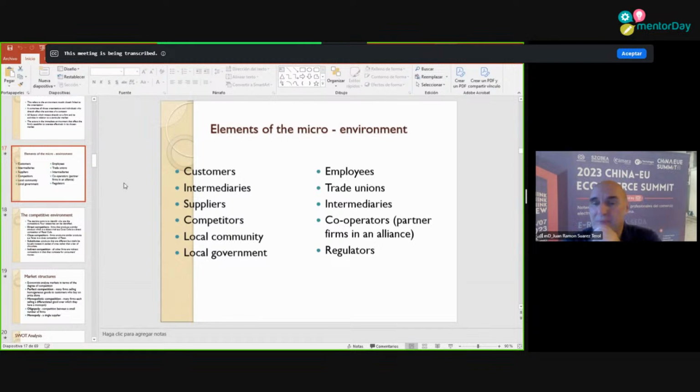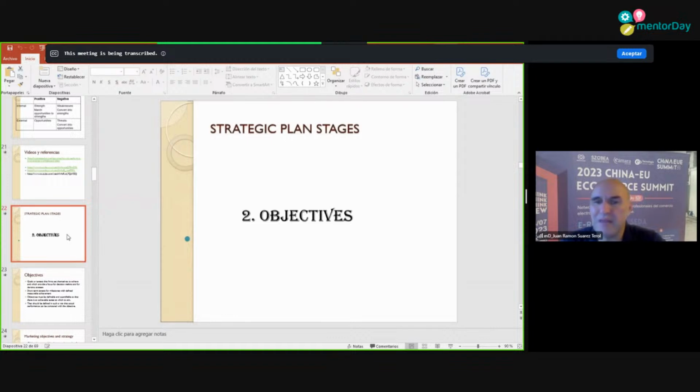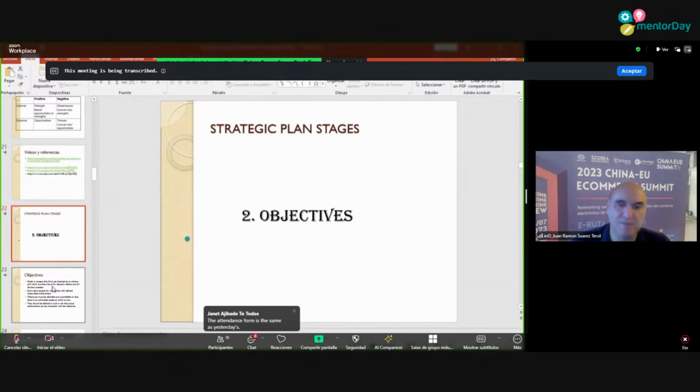One of the microenvironment, I give you customers, intermediaries, suppliers or providers, competitors, local community, trade unions, cooperators, partners, regulators, etc. Those people are relating to you, are working with you. So you have to bear in mind and know them very well, okay? Know them very well.